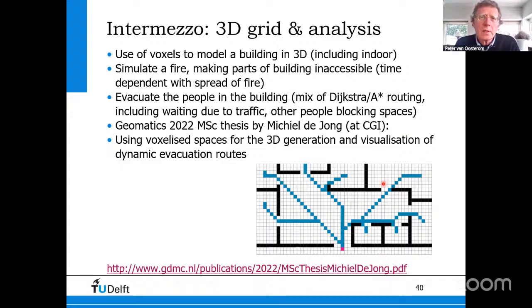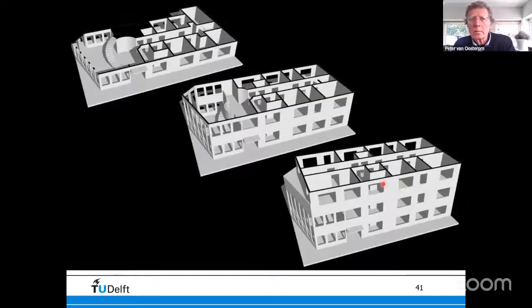Raster data can be nice. This is a master thesis example of Michiel de Jong, who made a 3D grid model of a building with walls and floors and ceilings to simulate an evacuation in case of fire. And then there were different users that had to be evacuated from this building.